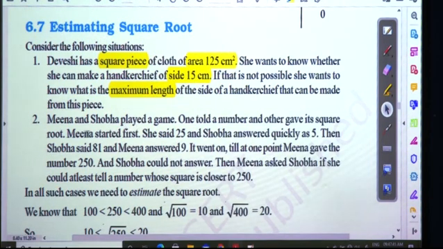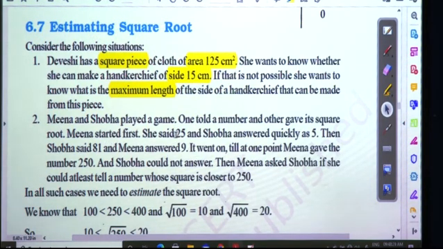Next situation: Meena and Shobha played a game. One told a number and the other gave its square root. Meena started first. She said 25 and Shobha answered quickly as 5. Then Shobha said 81, Meena answered 9.